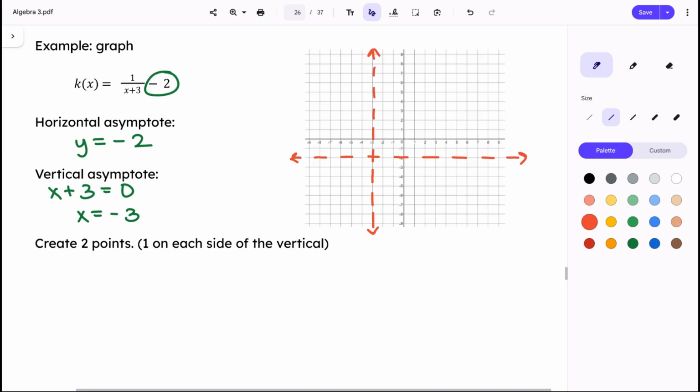If you have your calculator, you could type in this equation to help you find some points to graph. You can also use your parent graphs that we just talked about. Because my parent graph, especially this one, would look like that first one that was just y equals 1 over x. And so using your transformations, the +3 is going to make it move left, and this -2 is going to make it move down. So we could use that as well in order to help us graph.